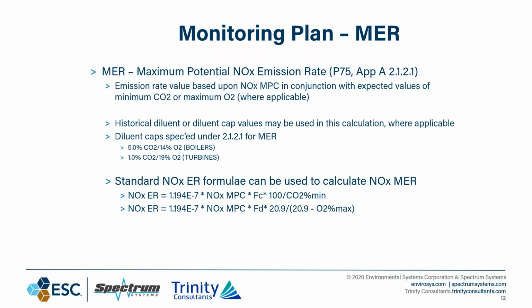The diluent caps spec'd under 2121 of Appendix A indicate that if you're a boiler, your CO2 is capped at 5%, your O2 is capped at 14%, as opposed to a turbine, where your caps are 1% for CO2 and 19% for O2. And as always, the standard NOx emission rate formula can be used to calculate that MER, CO2 versus O2 as your diluent, also using a CO2 based fuel factor or a dry fuel factor.